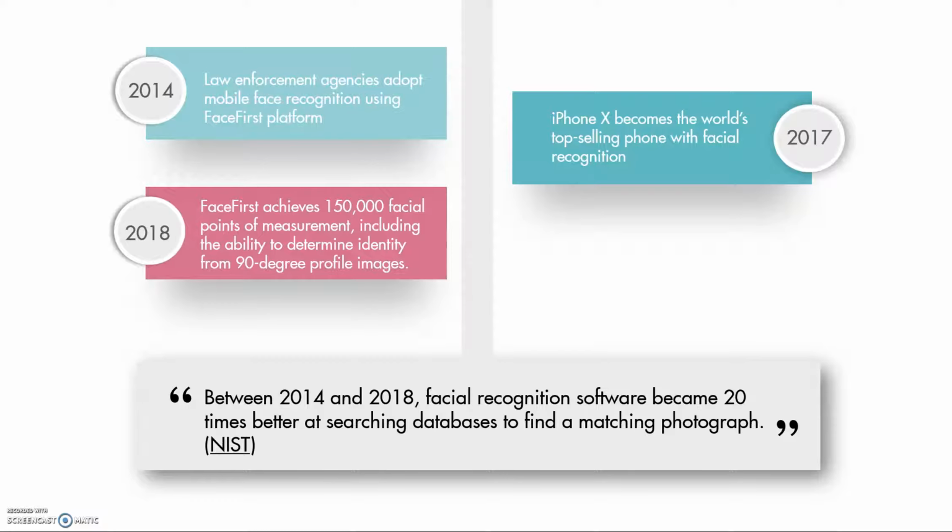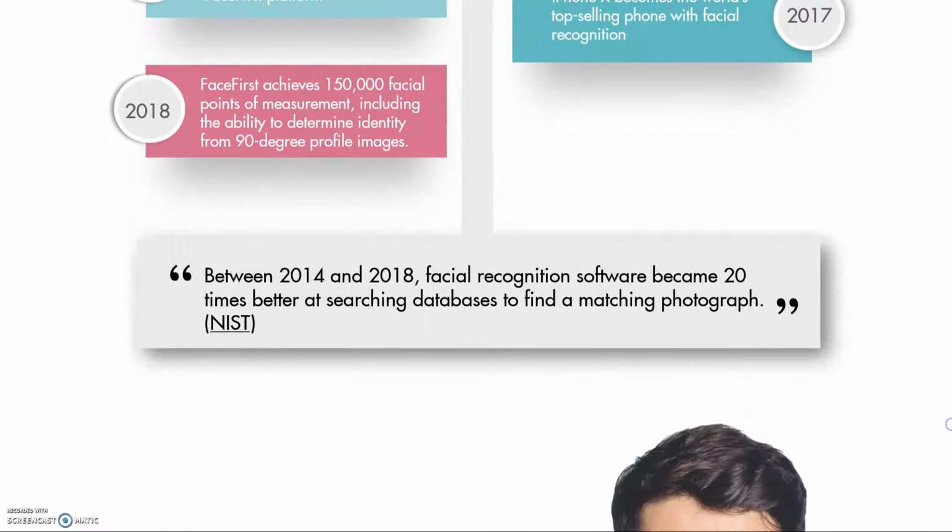iPhone becomes the world's top-selling phone with facial recognition in 2017, and in 2018, FaceFirst achieves 150,000 facial points of measurement, including the ability to determine identity from 90-degree profile images. This is a big jump from the 1970s, where they only had 21 measurements. Then between 2014 and 2018, facial recognition software became 20 times better at searching databases to find a matching photograph. And it's only gotten better since.